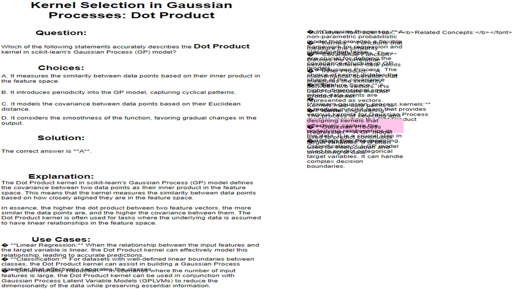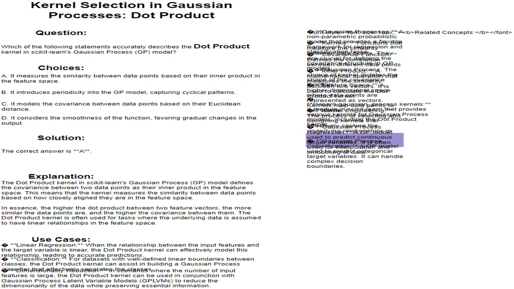Kernel engineering. The process of selecting and designing kernels that effectively capture the underlying relationships in the data. It is a crucial step in Gaussian process modeling. For example, experimenting with different kernels for a GP model to achieve optimal prediction performance.